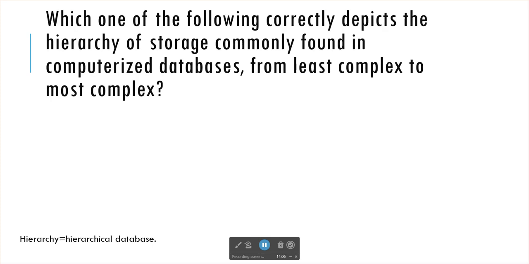Which one of the following correctly depicts the hierarchy of storage commonly found in computerized databases from the least complex to the most complex? Okay. What, in other words, would you say occurs when you have a complex database?